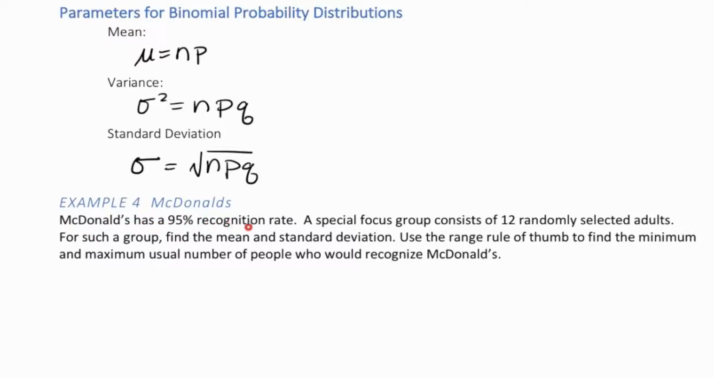McDonald's has a 95% recognition rate. A special focus group consists of 1,012 randomly selected adults. For such a group, find the mean and standard deviation. So our mean is n times p, so that's 1,012 times the probability of a success. And the probability of a success is someone recognizes McDonald's, which is 95%, so 0.95.